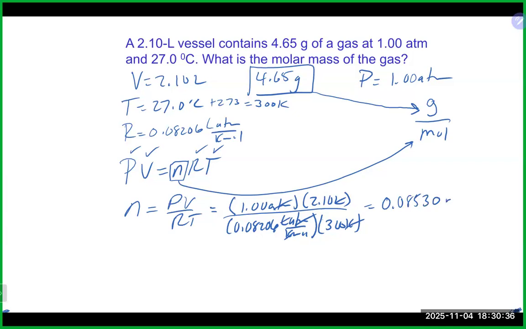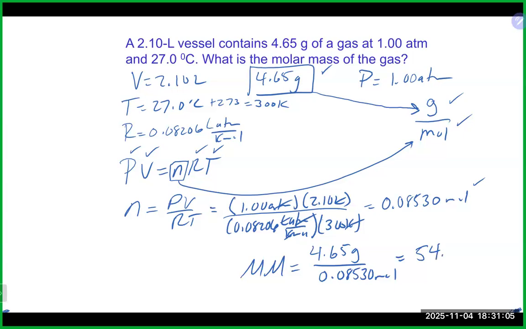0.08530, we'll call it. So now I got the moles, I got the grams. That is both of the things that I need for my molar mass. So my molar mass here is going to be the grams, so 4.65 grams divided by my moles here. None of those units are going to cancel, so 4.65 divided by my answer is going to get me about 54.5 grams per mole as my molar mass in this case.